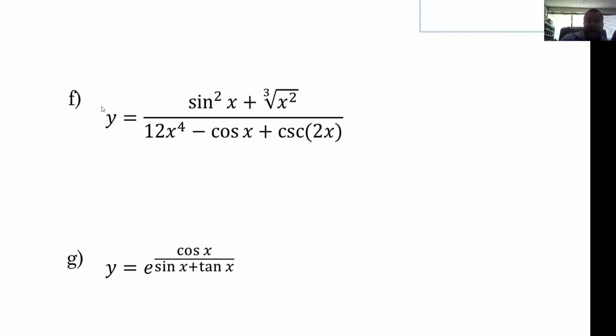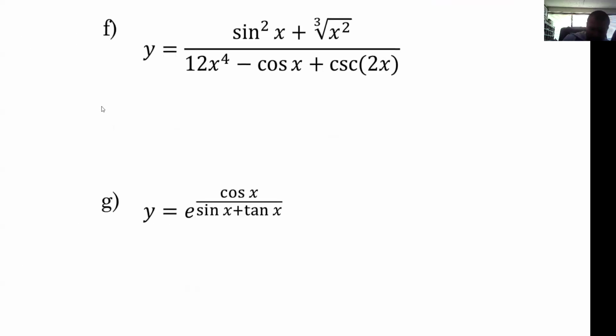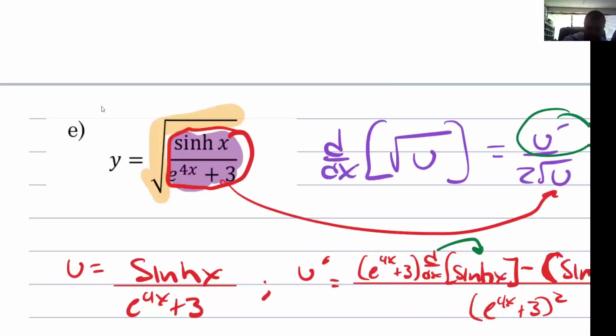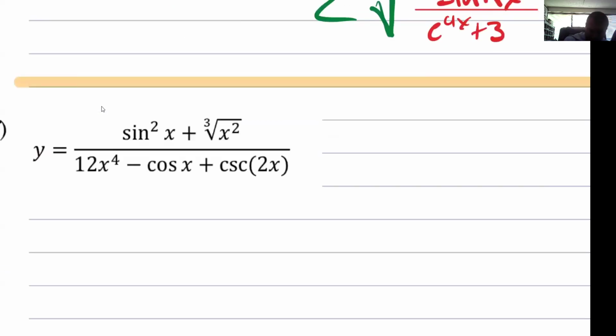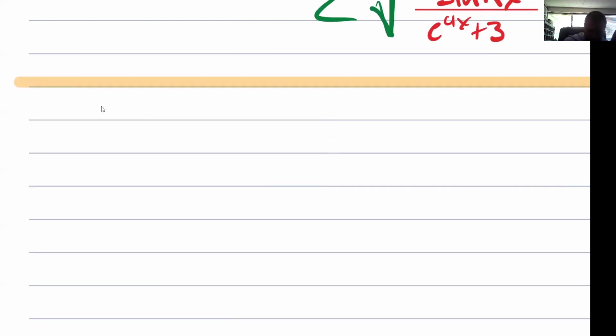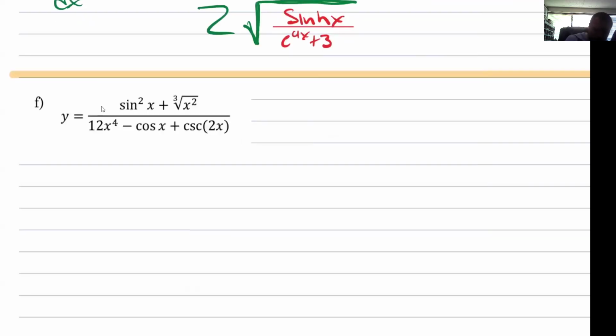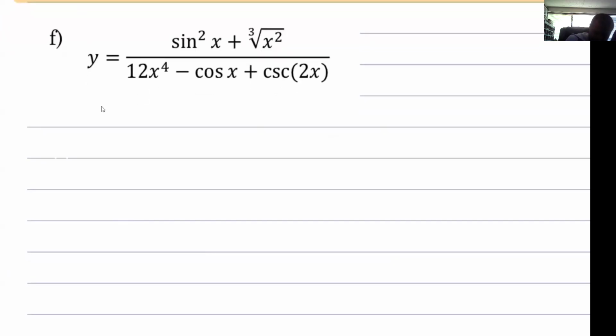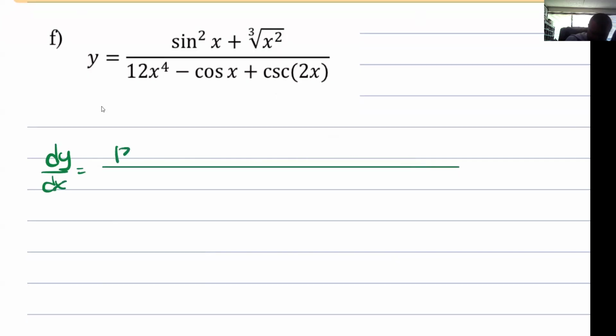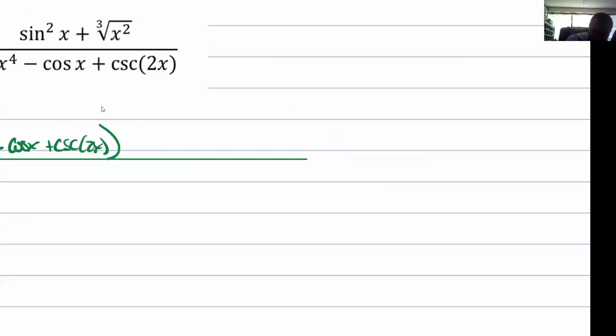All right, so F is a quotient rule question, but there's going to be some product rule that goes on. I'm going to do this one on this page as well, just because there's going to be a lot of moving parts here. All right, so for starters, we know that when we take the derivative of y, we're going to get dy/dx. All right, so I'm going to get my bottom function, 12x to the fourth minus cosine of x plus the cosecant of 2x times the derivative of my top function.